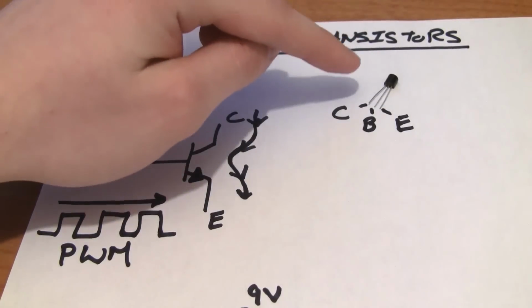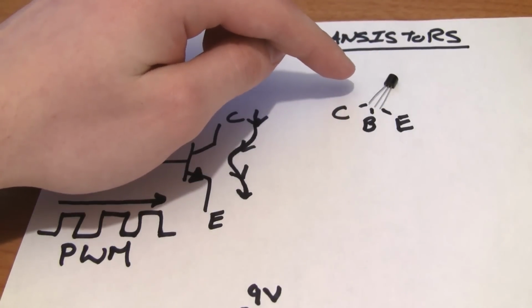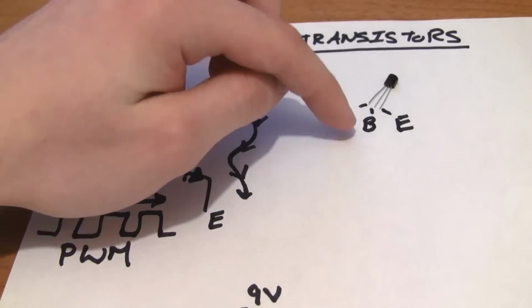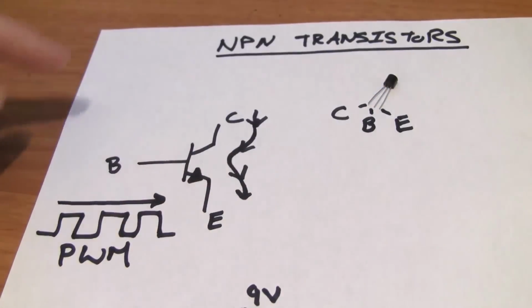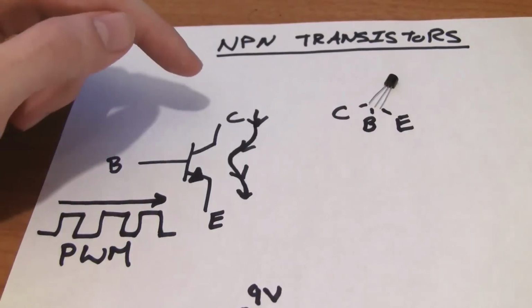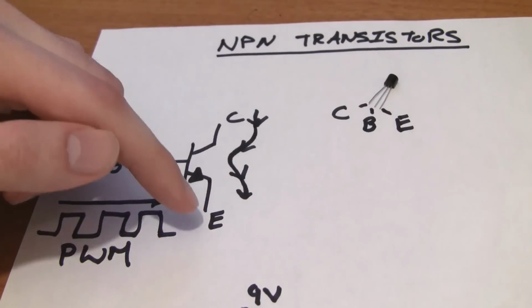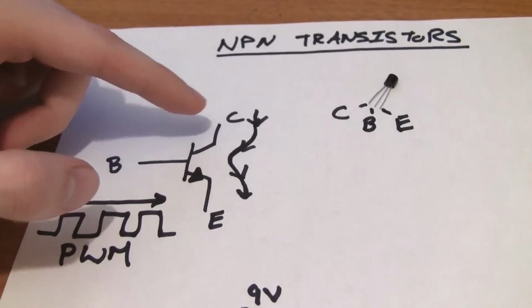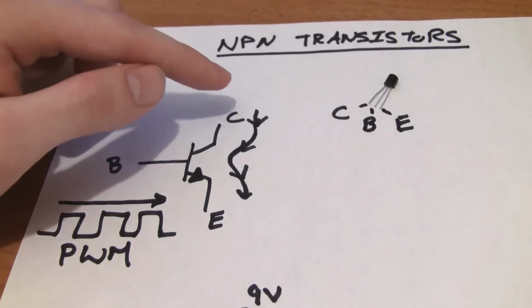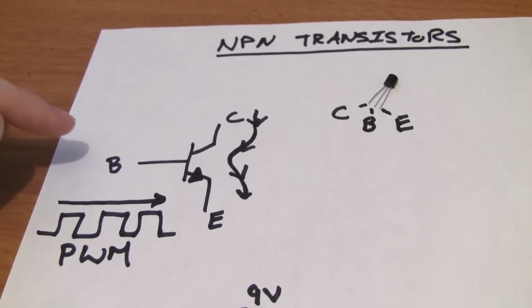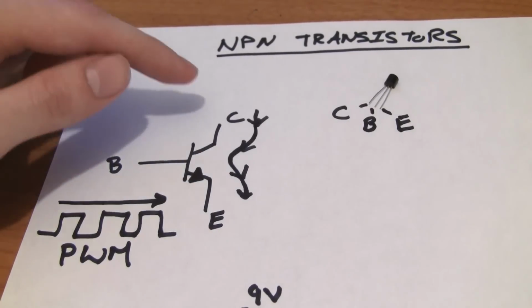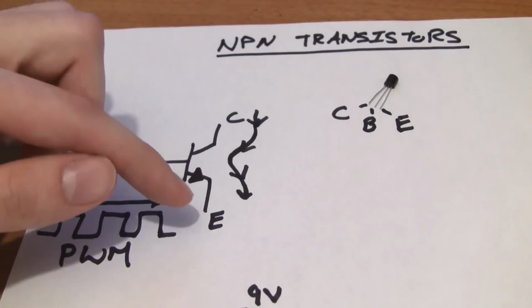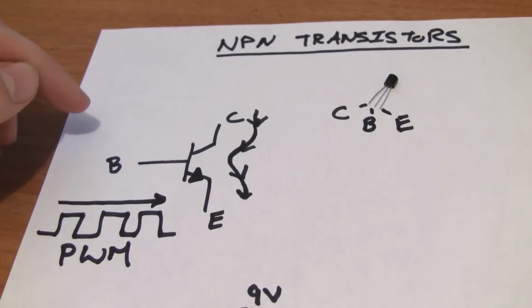You can see an example of one here. NPN transistors have three pins: a collector, a base, and an emitter. You can see in the schematic that it also has three pins here: collector, base, emitter. You can think of it like this. Current flows in through the collector and out through the emitter, but it's only allowed to flow based on the state of the base pin. More current is allowed to flow from collector to emitter as the voltage of the base pin increases.